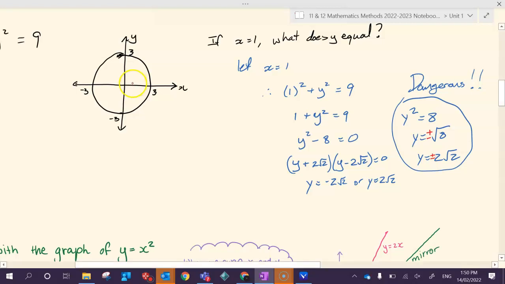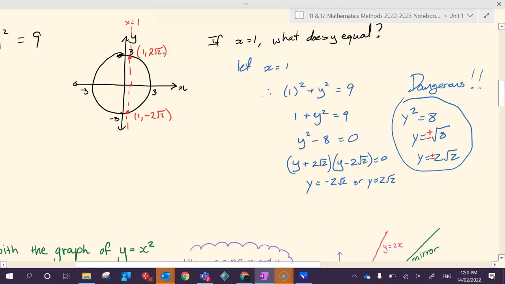If I was looking at it on the graph, when x equals 1, can you see that this line, x equals 1, cuts the circle in two places? That would be the point 1, negative 2 root 2. And the other point of intersection of that line, x equals 1, which is not really drawn to scale very well by me there, but you get the idea, is 1 and 2 root 2.